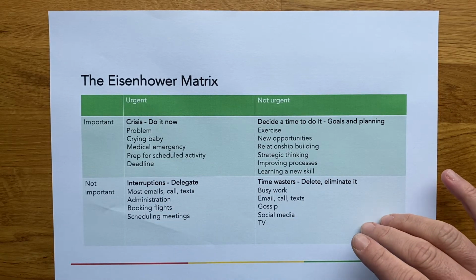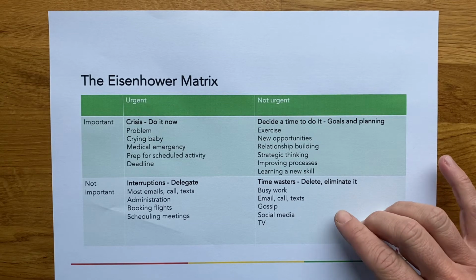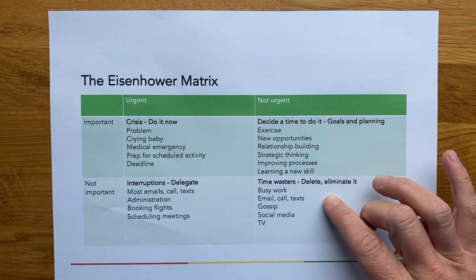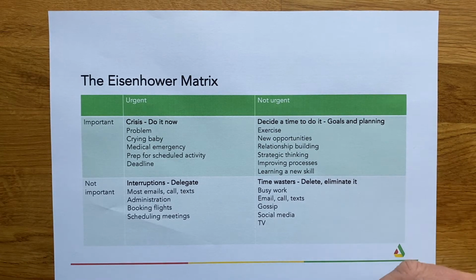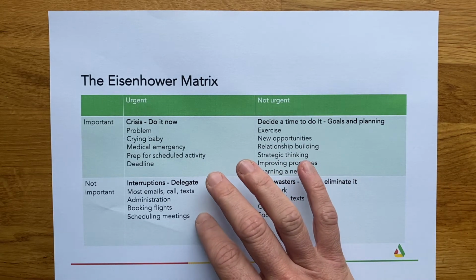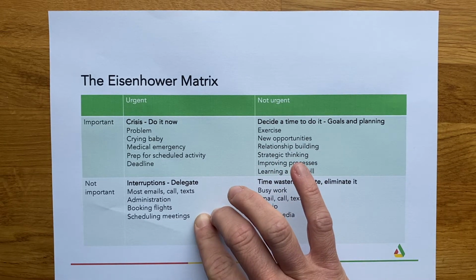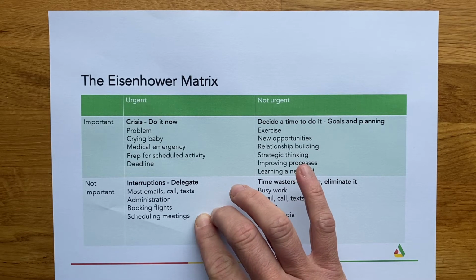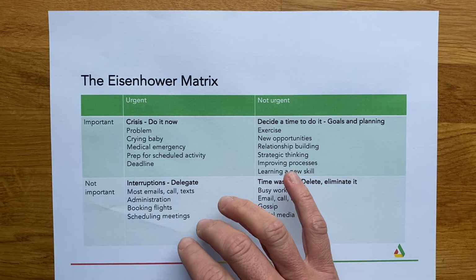Something can feel important because perhaps it's somebody else's agenda, or perhaps it's something that you've always done. But this gives you an opportunity to reevaluate it. When something's urgent, it can really feel important, even if it's not.